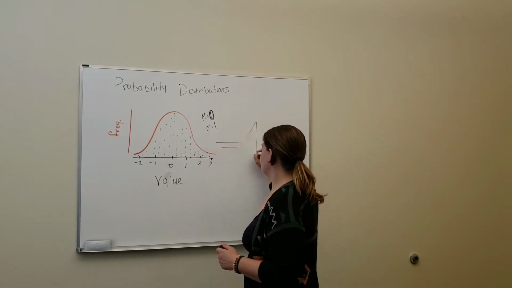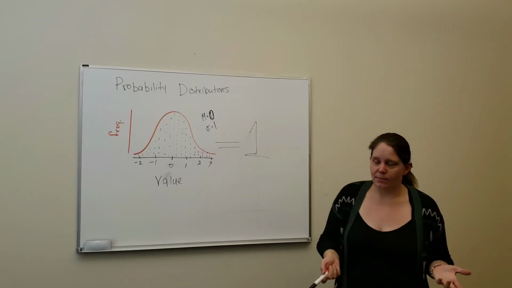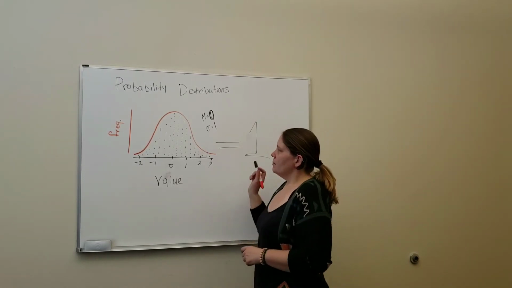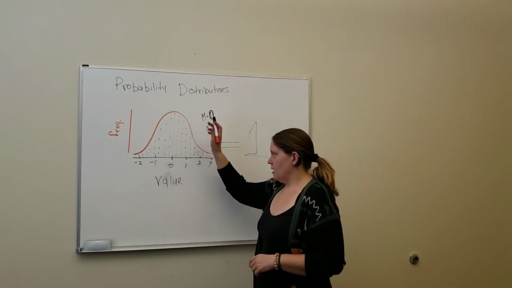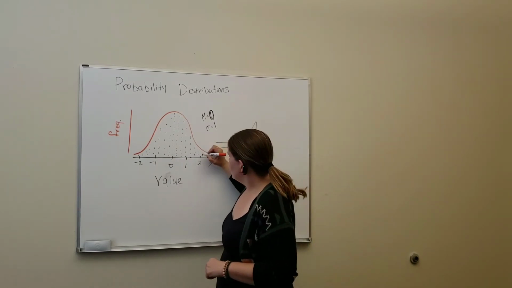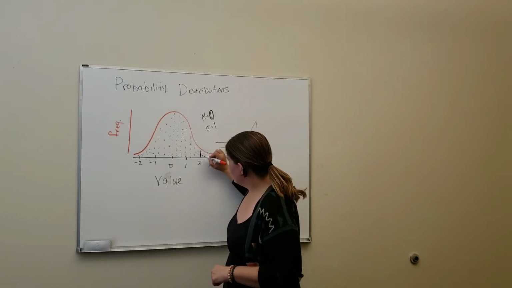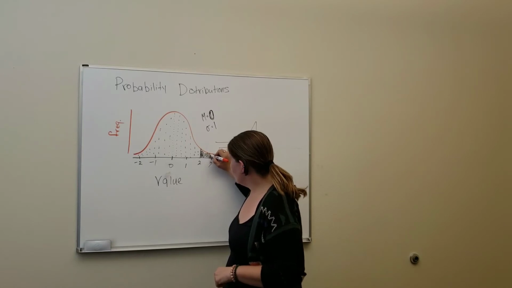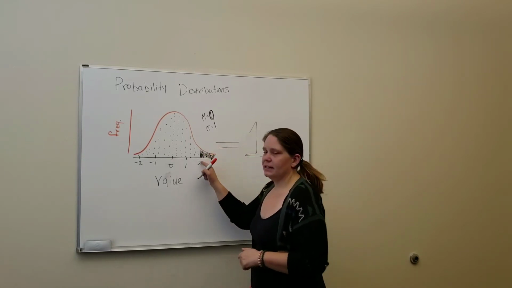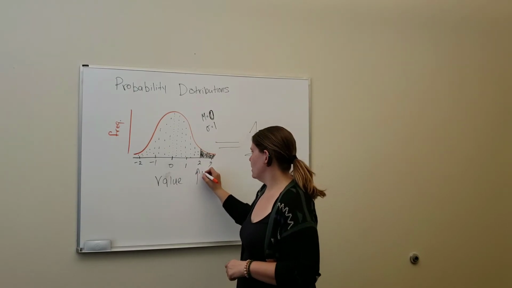is equal to 1, which should seem really familiar because we talked about that in our unit on probability. Because we know that all of the area under this curve is equal to 1, we're able to calculate the probability of pulling a point equal to or greater than 2 by finding the area located at that value and out.